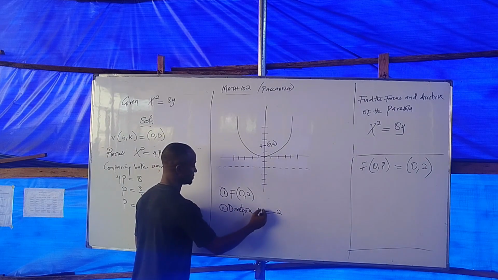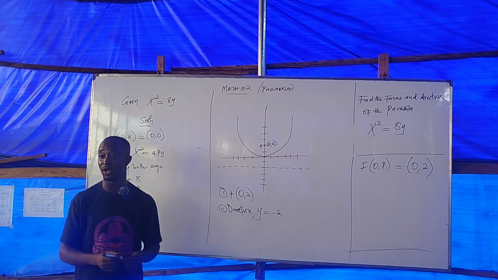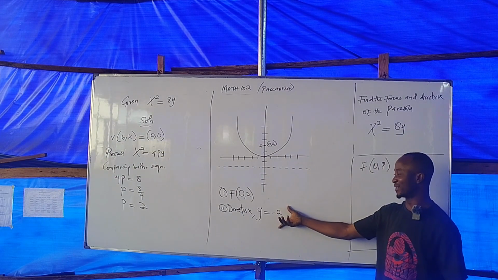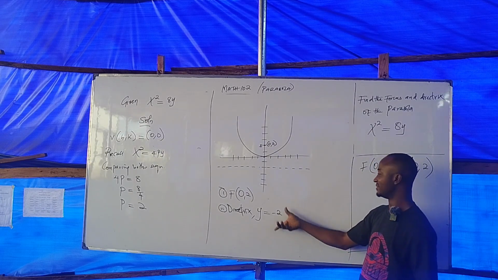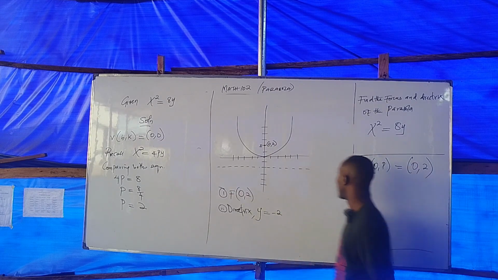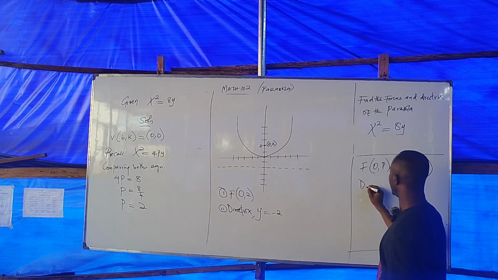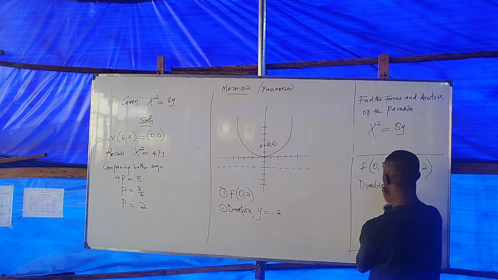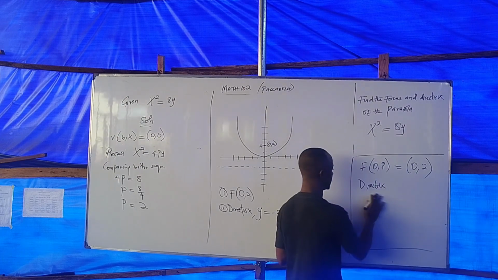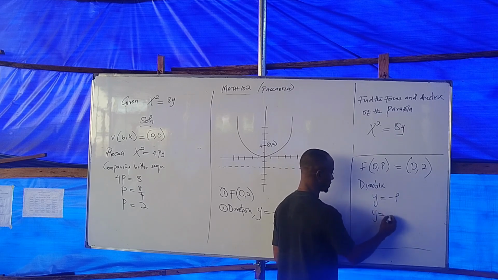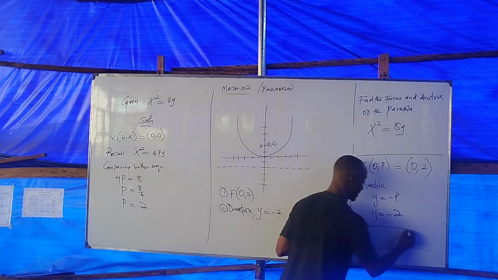It's not x. So the directrix should be y equals minus 2, not x equals minus 2, because it's cutting the y-axis. So what's the formula I gave for the directrix? Directrix is y equals minus p. So y equals minus 2, where p is 2. Is it making sense now?